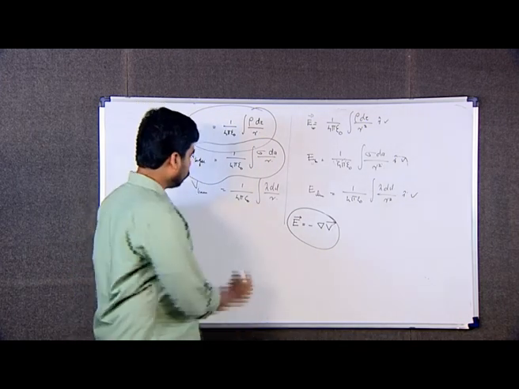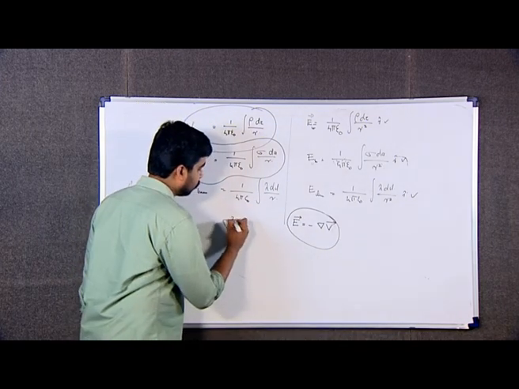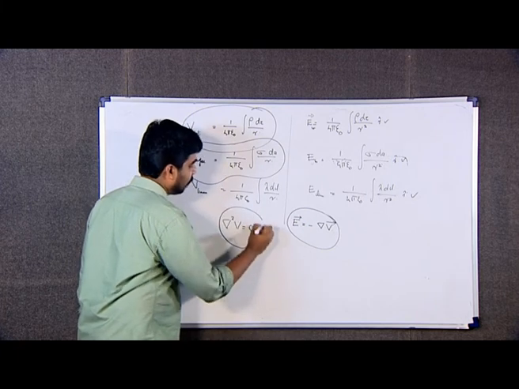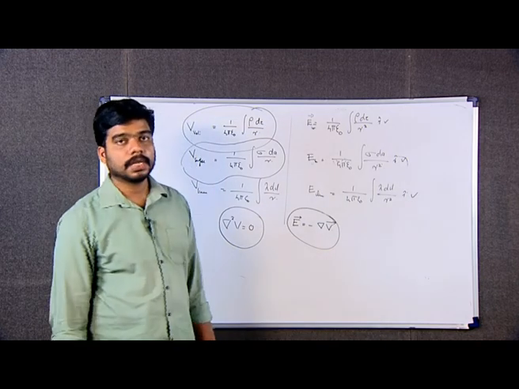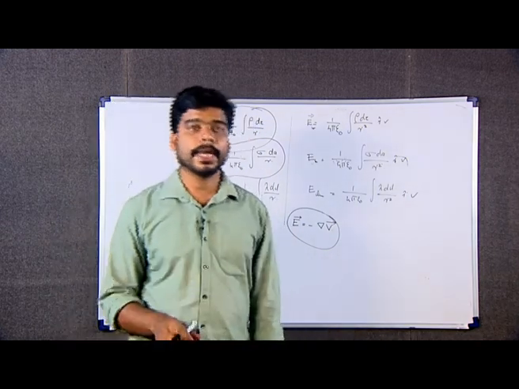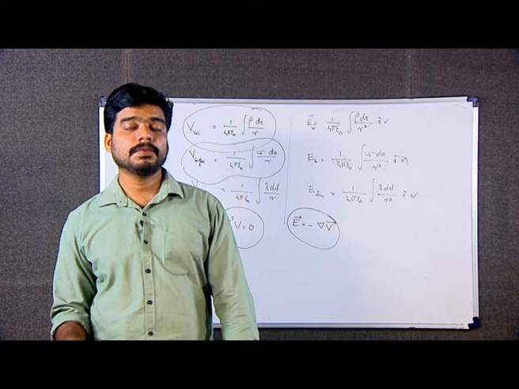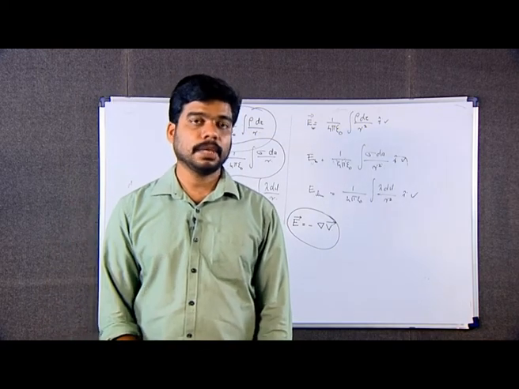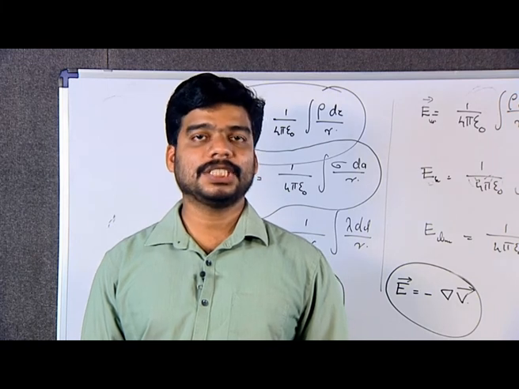So, according to this, if there is no charge density, del square V is equal to 0. This is called the Laplace equation. The Laplace equation has more solutions in 1 dimensional, 2 dimensional and 3 dimensional cases, which we will discuss in the coming chapters. Hope you have enjoyed this session.